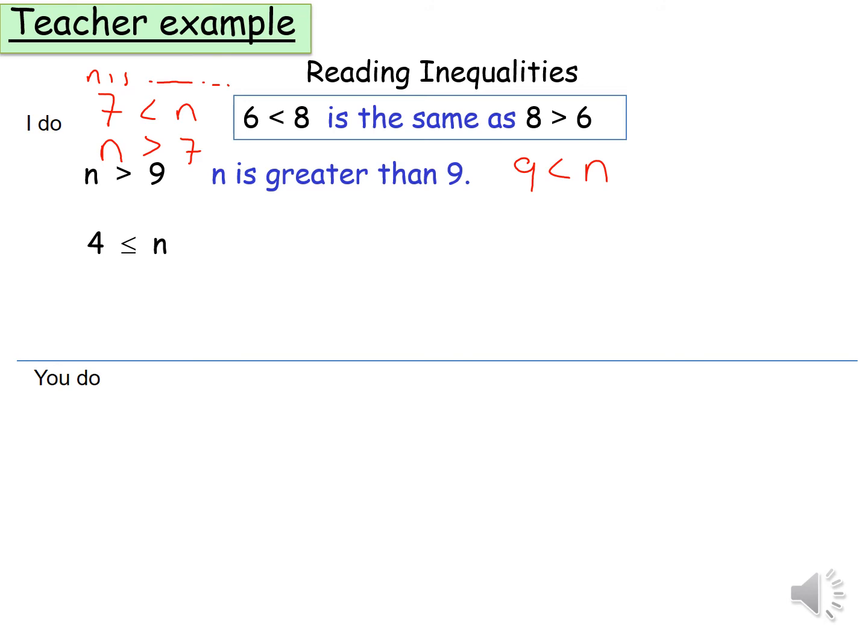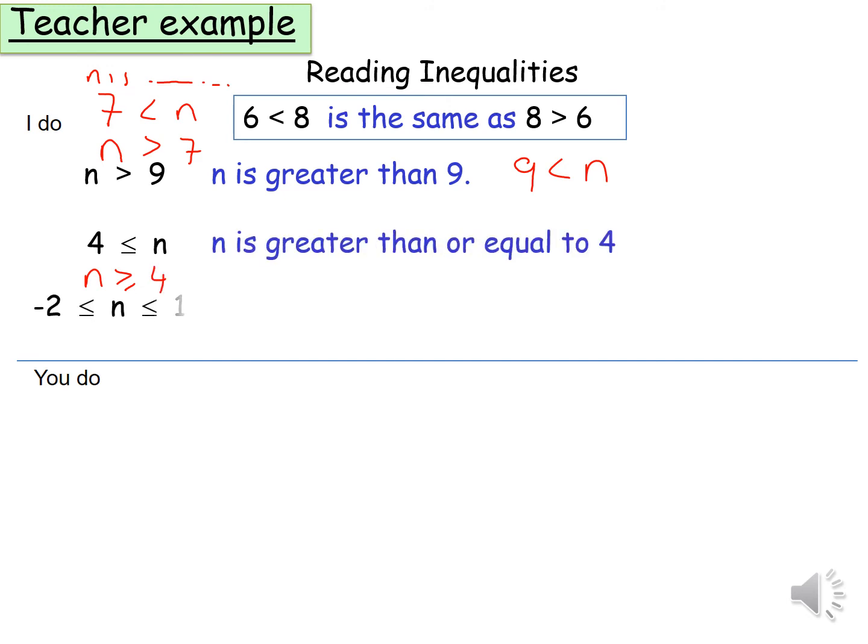Next statement. Now, if I was to read this statement, just from looking at it, it says 4 is less than or equal to n. But when we're writing statements, we need to get n is. So I'm going to flip this inequality around. So I will get n is greater than or equal to 4. Okay, so n is greater than or equal to 4.